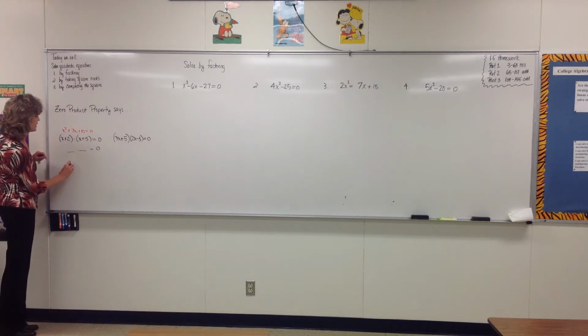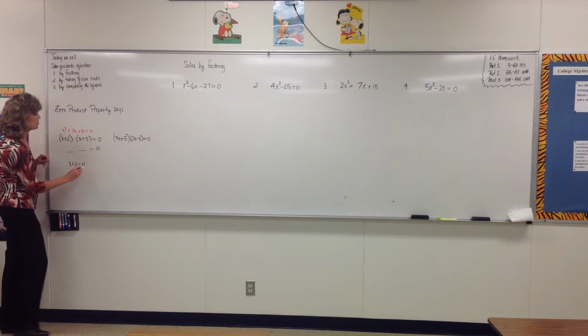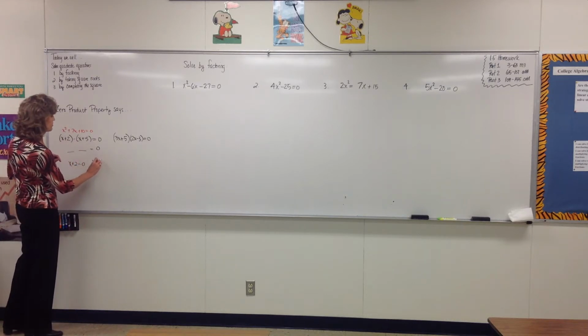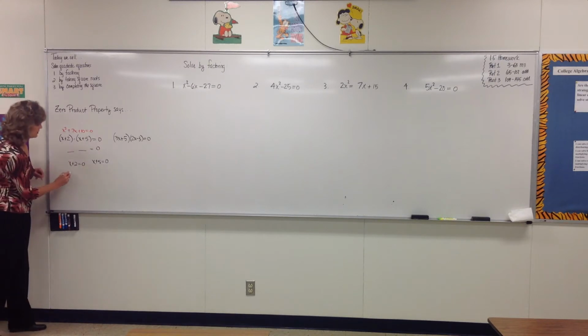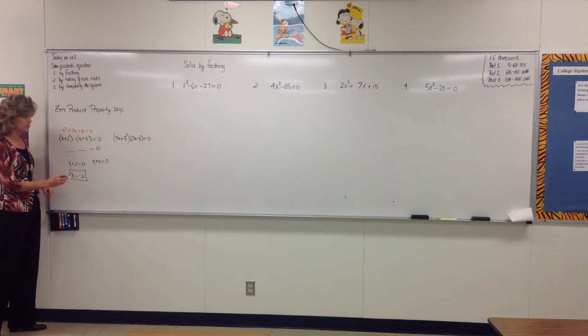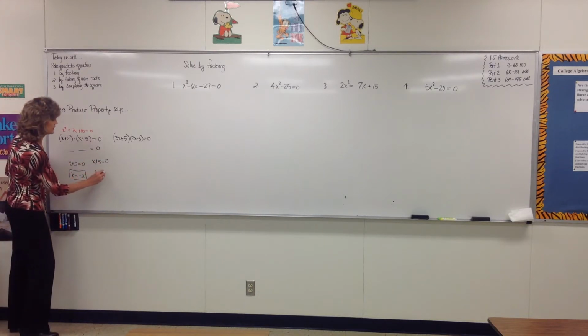So here's what I know. Either x plus 2 equals 0, or x plus 5 equals 0, or both. In this case, x has to be negative 2. Subtract 2 from both sides. If x plus 5 equals 0, then x has to be negative 5.